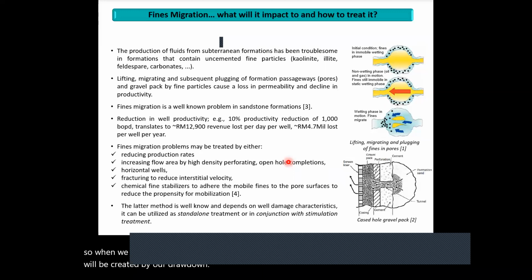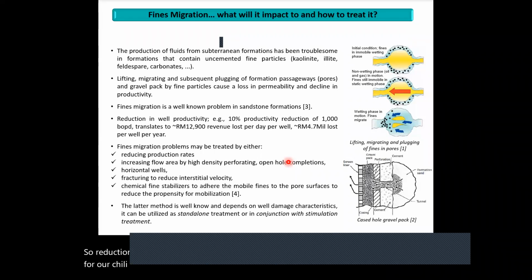So these uncemented fine particles will be more readily transported. Lifting, migrating, and plugging of the formation will be the outcome of these fine particles. Also, they can plug the gravel pack. Fines migration is a well-known problem in sandstone formations. A reduction in permeability, even a 10% productivity loss, can cost a lot of capital for our well.